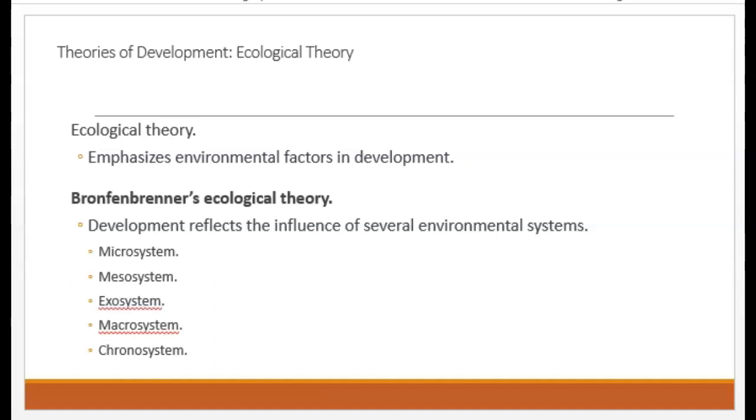Whereas ethological theory emphasized biological factors, ecological theory, created by Urie Bronfenbrenner, emphasizes environmental factors in development. In this theory, development reflects the influence of several environmental systems: the microsystem, the mesosystem, the exosystem, the macrosystem, and the chronosystem.